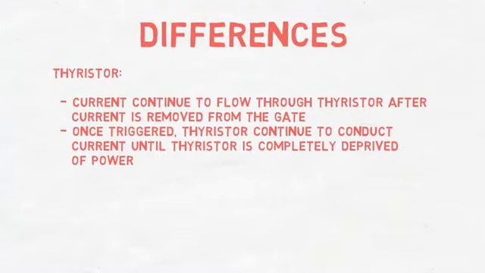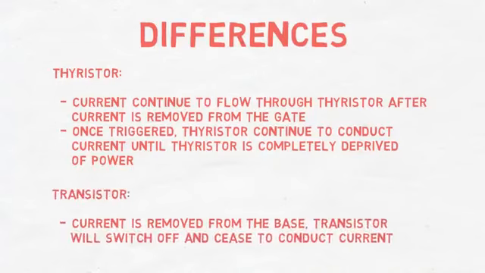Coming to differences, for thyristor, current will continue to flow through the thyristor after the current is removed from the gate. Once triggered, the thyristor will continue to conduct electrical current until it is completely deprived of electrical power. As for transistor, if the electrical current is removed from the base, the transistor will turn off and cease to conduct electrical current.